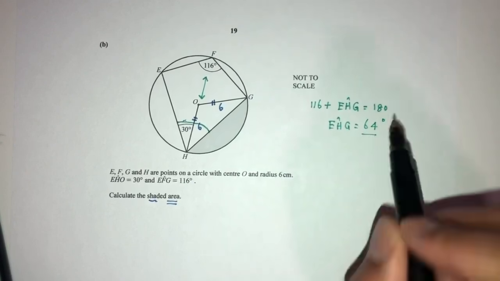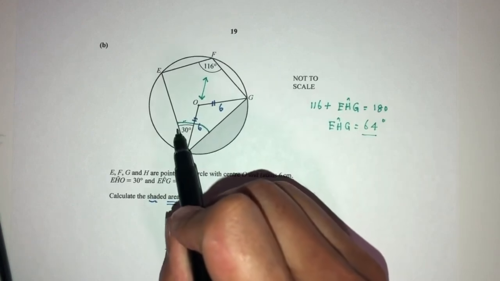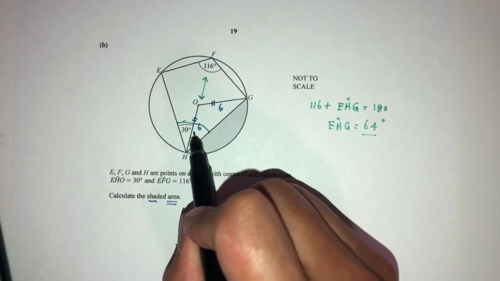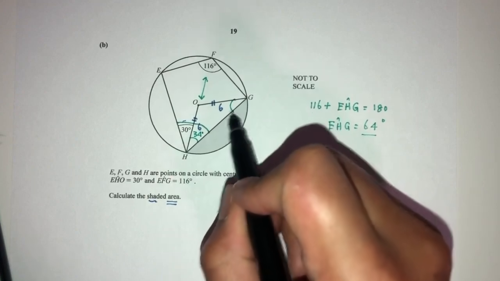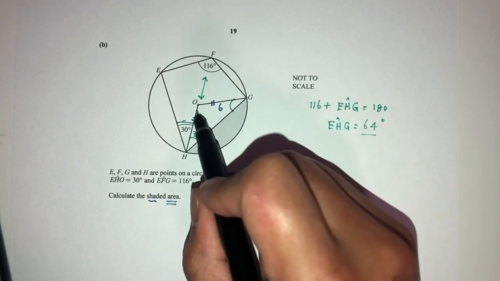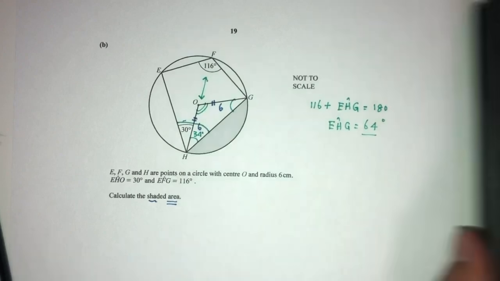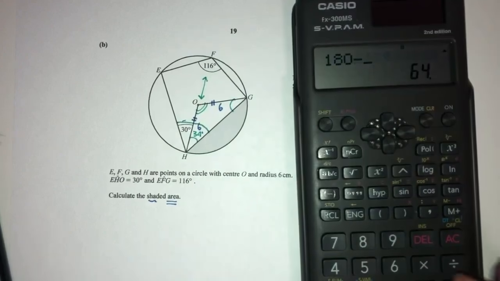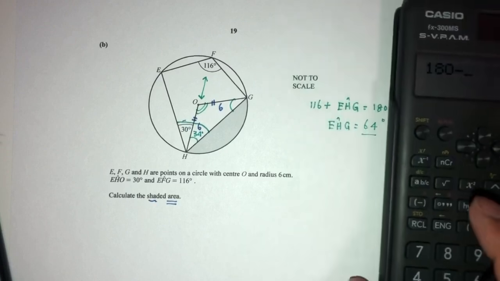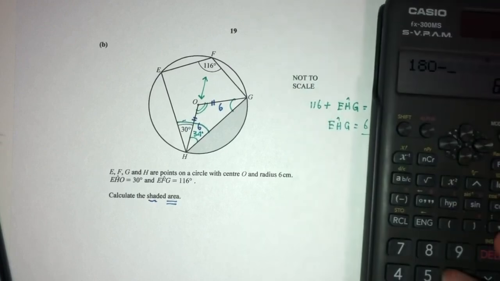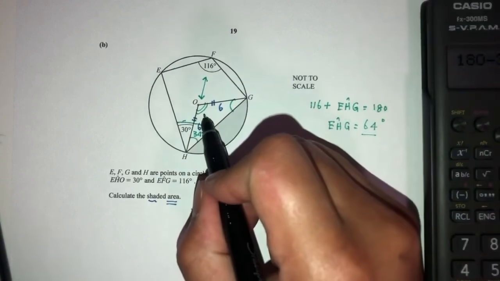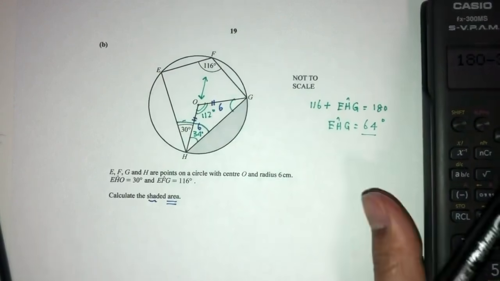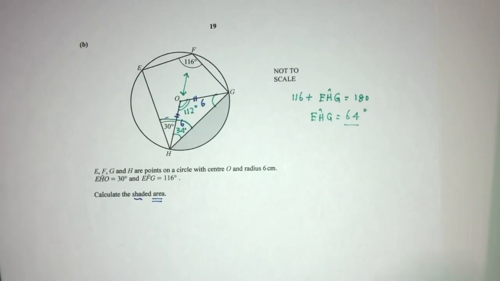So if this whole thing is 64, this is 30, this will have to be 34. And this also has to be 34 because this is the radius and the radius. So what is this one? That will be 180 minus 34 minus 34. That'll be 112. So 112 will be the size of this angle. So now we know this angle, the rest will be quite easy.